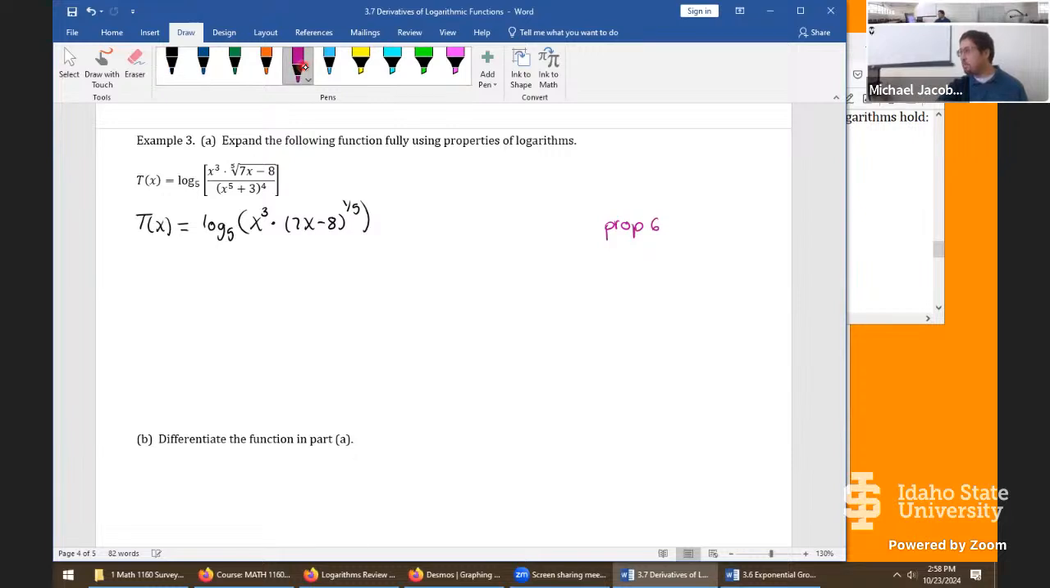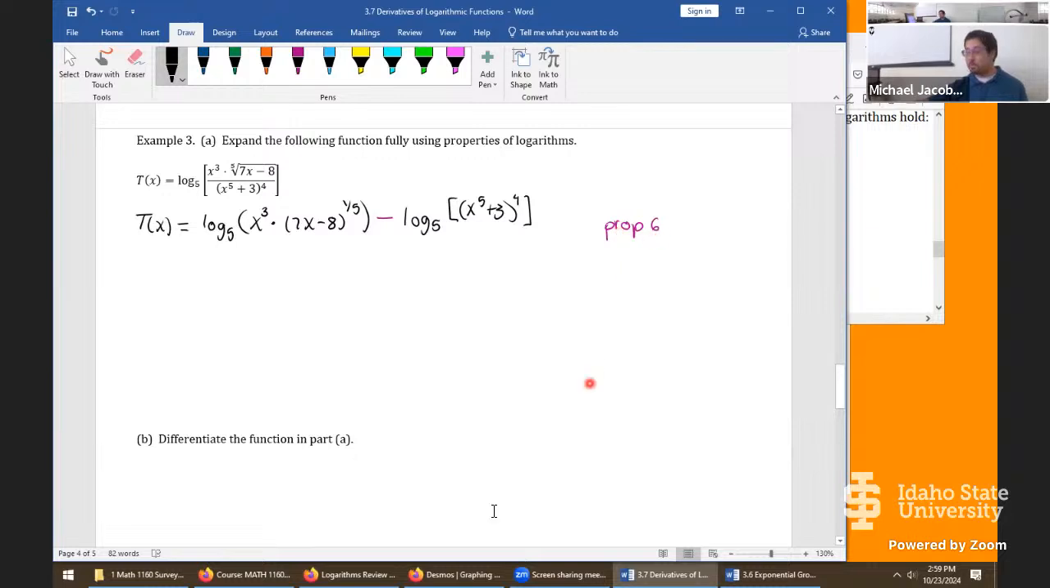And then this is what made property 6 come into play. The division turns into a subtraction of log base 5, x power 5 plus 3 to the 4th power. So that's our first step with property 6. Now, there's a bunch of other properties we could use again and get to the total answer. But I'd say the next thing you'd want to look into is breaking up this, where the multiplication is.